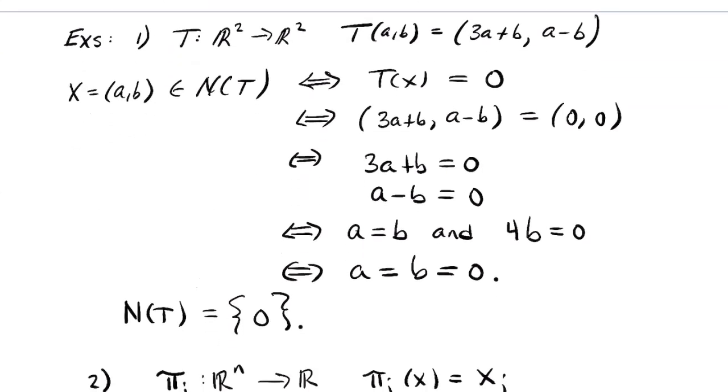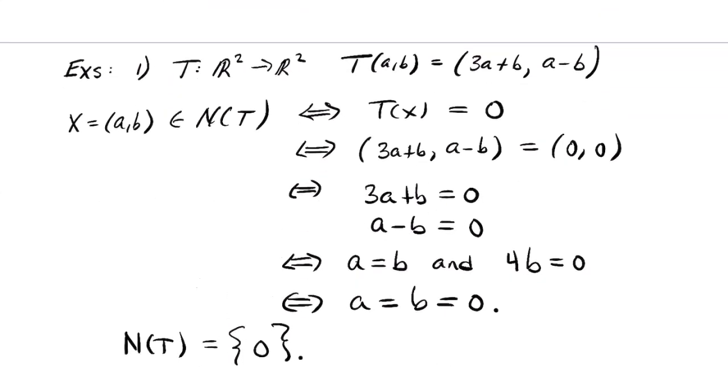Let's look at some examples just kind of briefly here. I've already written the details out so I can go a little bit quicker. But in our video lecture last time about introducing linear transformations, the very first example there, I'll use the same number, was a map from R2 to R2 given by that formula. T of (a, b) is (3a plus b, a minus b). So if I wanted to know if something was in the null space, that's the question I'm asking. What's the null space of this linear map?